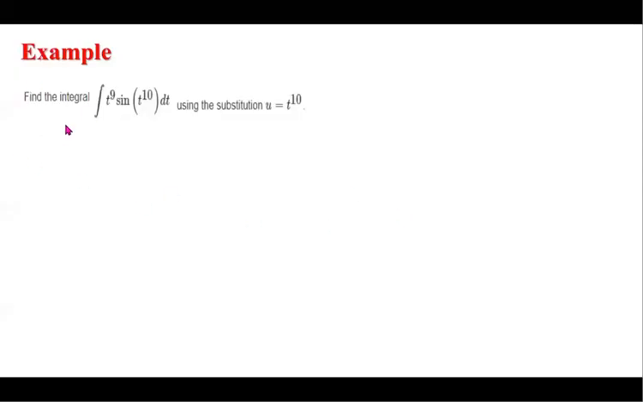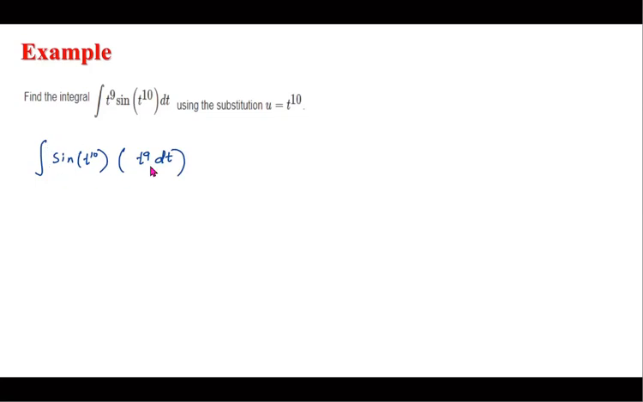So here is the first one. Find the integral of t raised to 9 times sine of t to the 10, dt. If you look at this carefully, one of the functions is sine of t to the power of 10, so that is the composite function. The derivative of this inside function would be 10 times t to the 9, but here we have t to the 9 dt. So we can rewrite the given function like that.